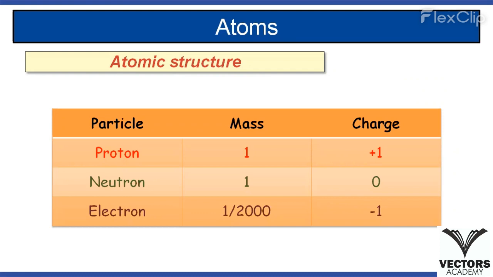Now, the particle proton has a mass of 1 and a charge of +1. The particle neutron has a mass of 1 and a charge of 0. The particle electron has a mass of 1/2000 and a charge of -1.